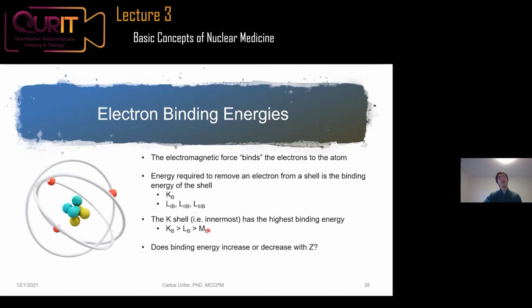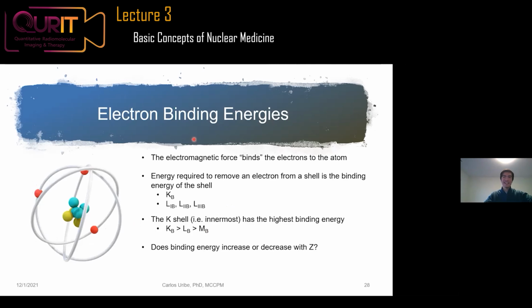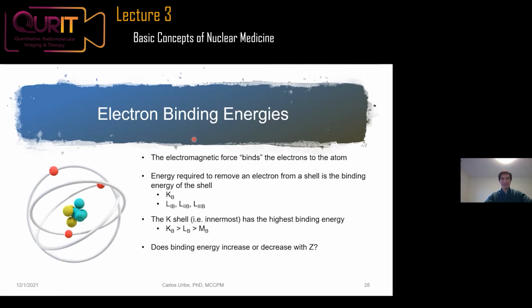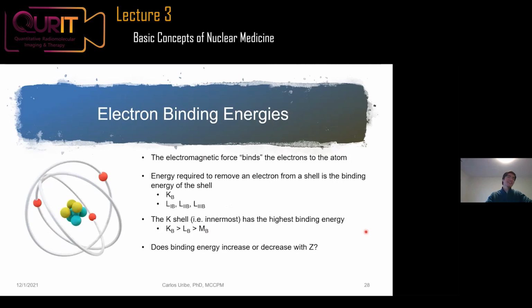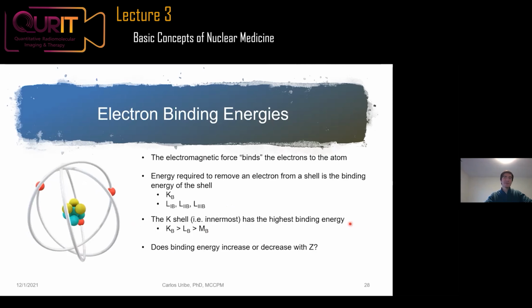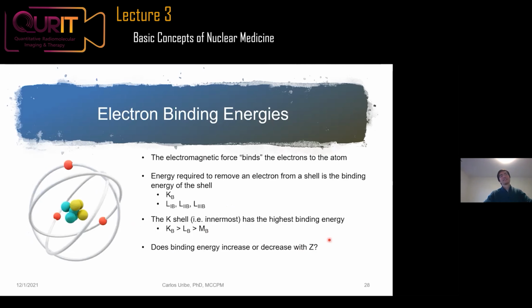So the further away you are from the nucleus, those electrons that are further away are less bound to the nucleus. So does the binding energy increase or decrease with Z? Z, we're going to talk about that in a moment. So that's the number of protons. So if you think that you put more positive charges in the nucleus, then you're going to have a bigger force attracting those electrons.